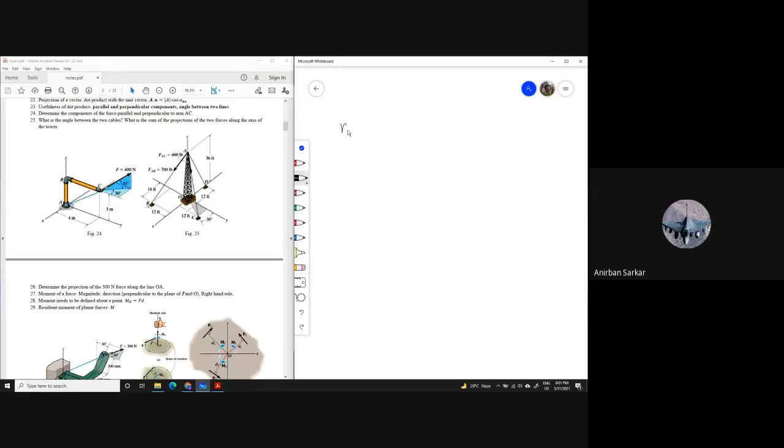So what is the position vector of B? 44 is correct, 44.11. Anyways, what is the position vector of B? Sir, 18I cap minus 12J cap. 18I, right? And 18I cap minus 12J cap. Okay. And RA is simply 36K cap feet, right?